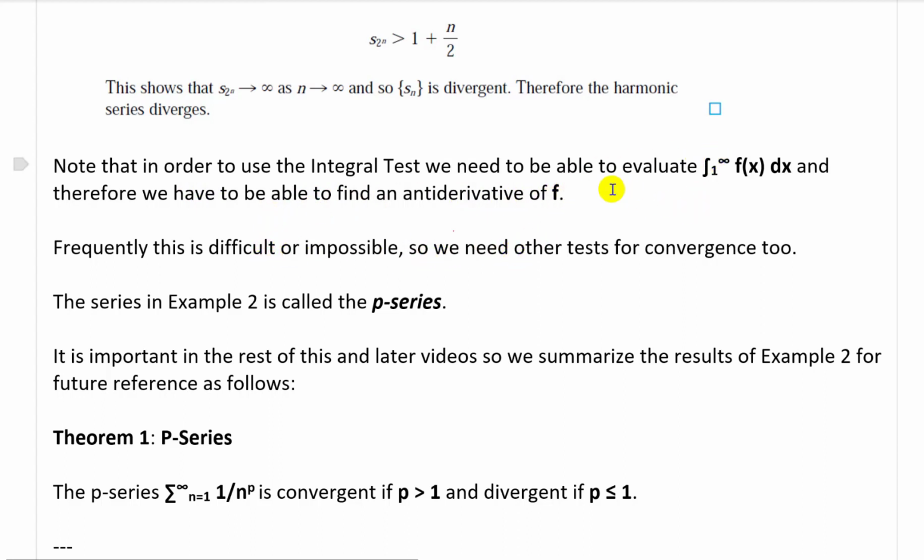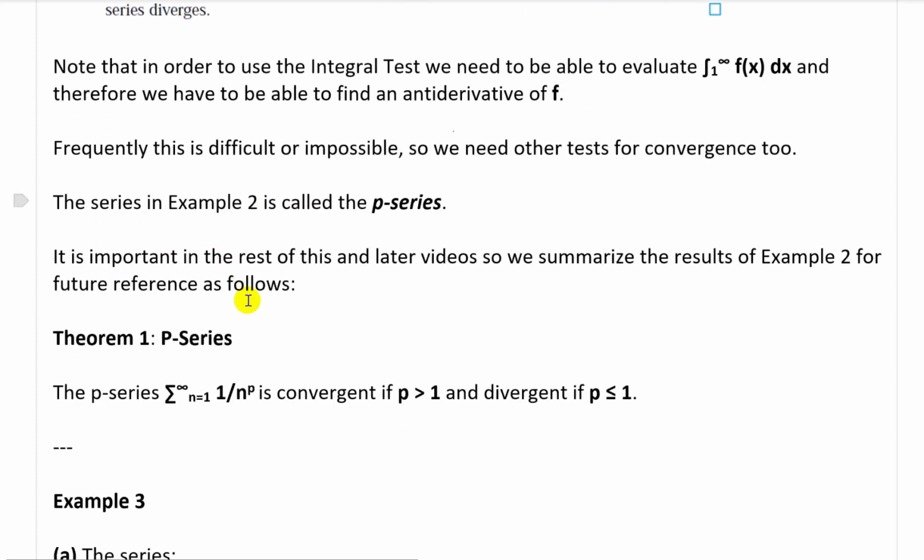Again, like that other one where I showed that you have to get the inverse tan, and that was a somewhat difficult one too, because you have to find an antiderivative that isn't used that often, well, at least for me. But sometimes it's difficult or impossible to even find any antiderivative. So we need other tests for convergence too.